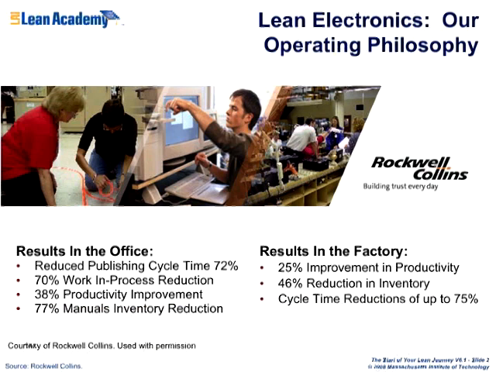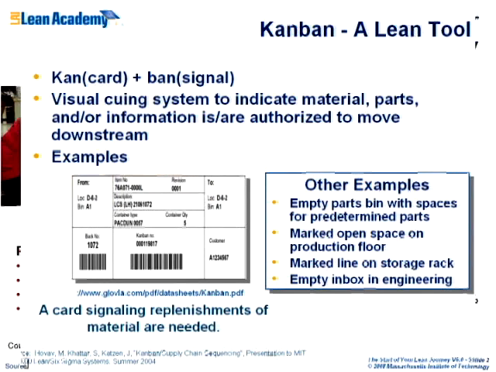And Rockwell Electronics, we mentioned Clay Jones before, 25% improvement in productivity, 46% reduction in inventory, cycle time reduction, big deal, 75%. And you know, it also works in the office on technical manuals, on paper processing, accounting, publishing cycle time, 72% reduction, work in process reduction, 70%, 38% productivity improvement. So it does apply everywhere, and we're going to give you some exercises that talk about it.